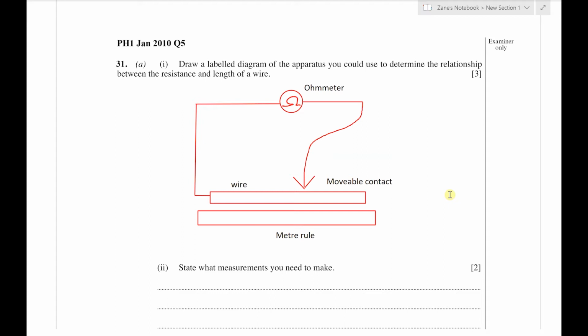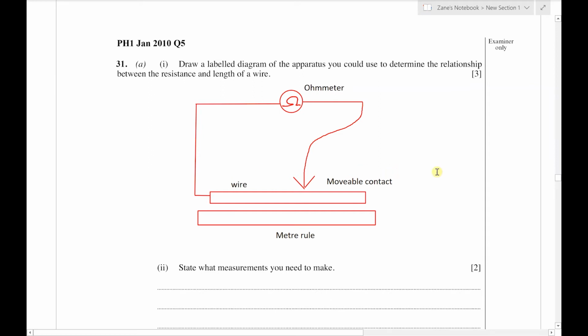First part of the question asks us to draw a labelled diagram of the apparatus you could use to determine the relationship between the resistance and the length of a wire. I've already taken the liberty of drawing the diagram. I've gone for the simpler method of using an ohm meter with a movable contact and a fixed contact at the other end of the wire with a meter ruler nearby so that we can measure the length of the wire that we're finding a resistance of. The alternate method would be using a voltmeter and an ammeter. Nothing wrong with either method, just this one is simpler to draw and also simpler to talk about.